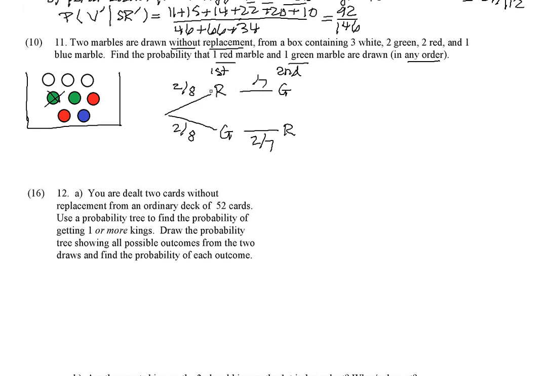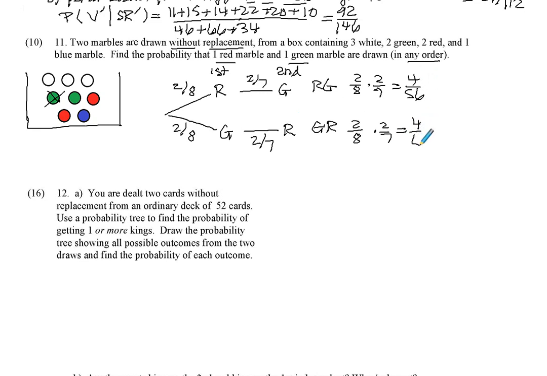Here, if we draw a red one out first, 1 red one will be gone, and we'll have 2 green ones left out of 7. Sorry about that. That should be 2/7. And then remember our different outcomes here, red, green, and then green, red. To get the probability of those outcomes, you multiply on the branches. So this will be 2/8 times 2/7. So that's 4 out of 56. And the same down here, 2/8 times 2/7. So that's 4 out of 56.